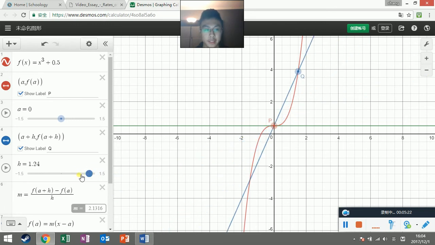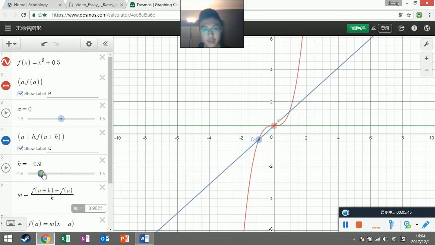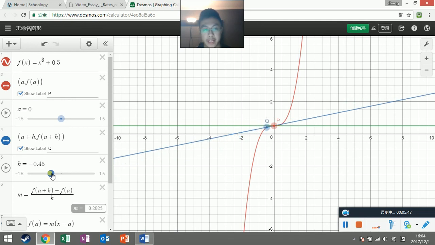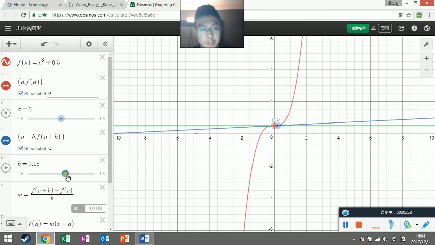This is the same when we have the preceding interval. When Q is approaching P, h is approaching 0, secant is approaching tangent, and the number of slope of secant is also approaching the number of slope of tangent. So the distance between point Q and point P could actually be described as the absolute value of h.